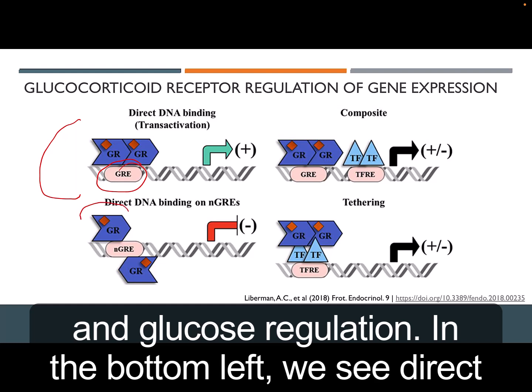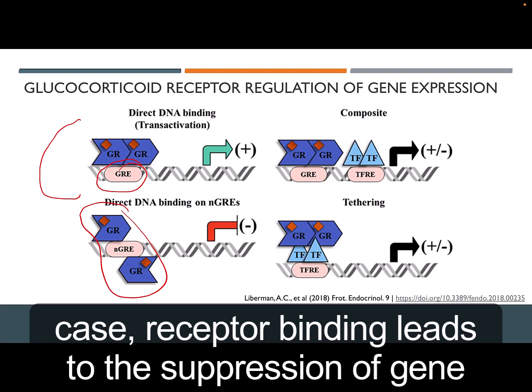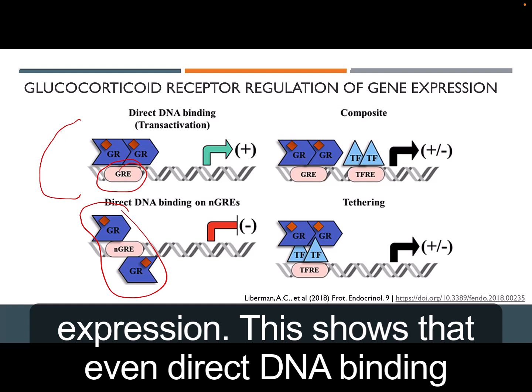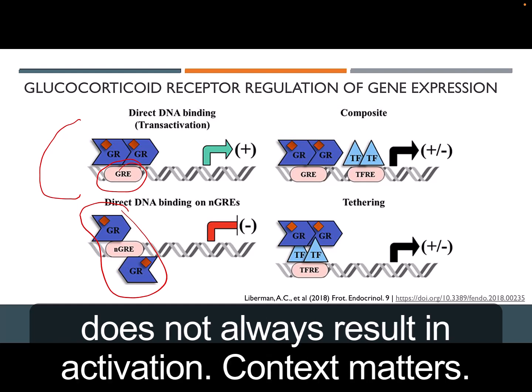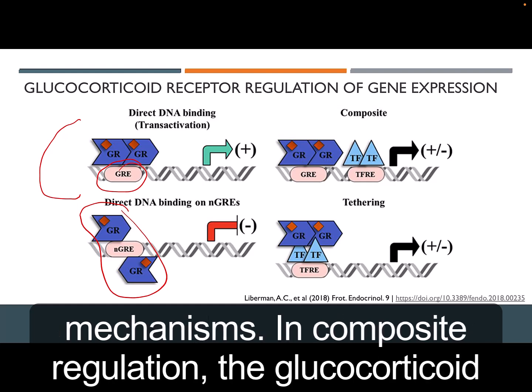In the bottom left, we see direct DNA binding to negative GREs, or NGREs. In this case, receptor binding leads to the suppression of gene expression. This shows that even direct DNA binding does not always result in activation. Context matters. On the right side of the slide are two indirect mechanisms.